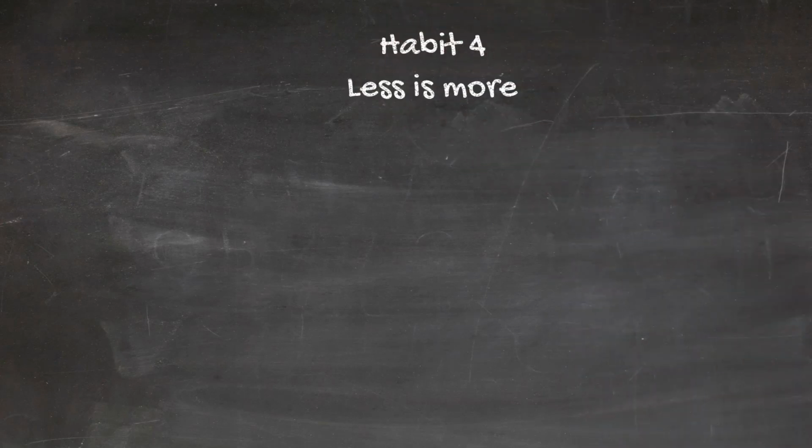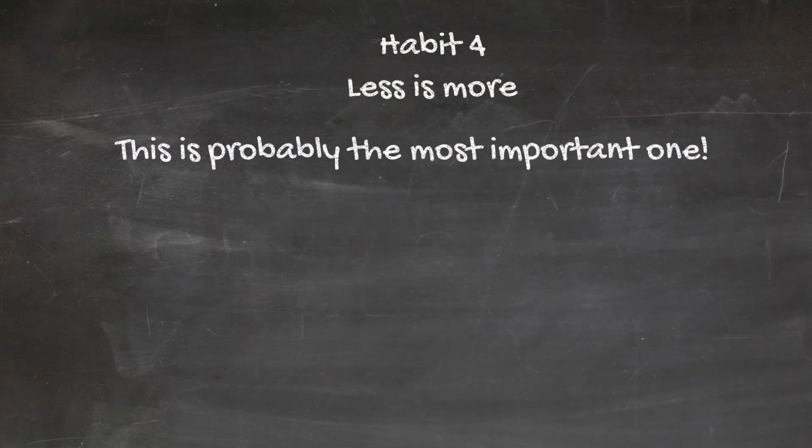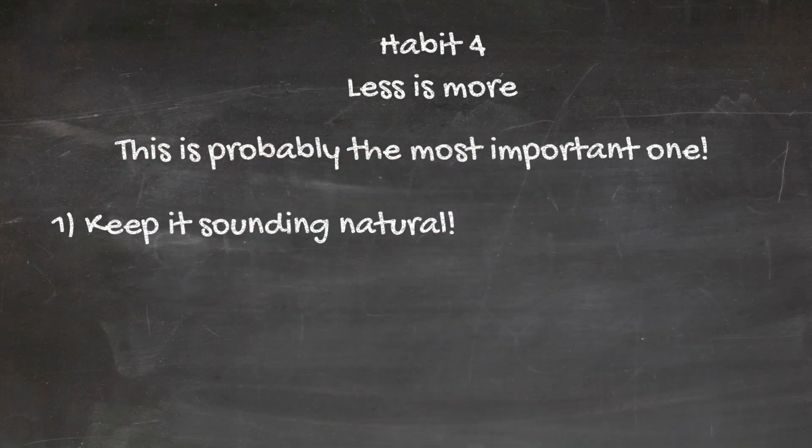Habit number 4, and this is probably the most important one on the list. Less is more. When you are editing, do not overdo any processing. Try to keep it natural. 3 things that are very important to remember here. First, most directors or dialogue mixers prefer a dialogue that maybe is a bit dirty, but it still sounds natural. As a rule of thumb, if you find that it starts sounding Skypey, you've done already way too much.